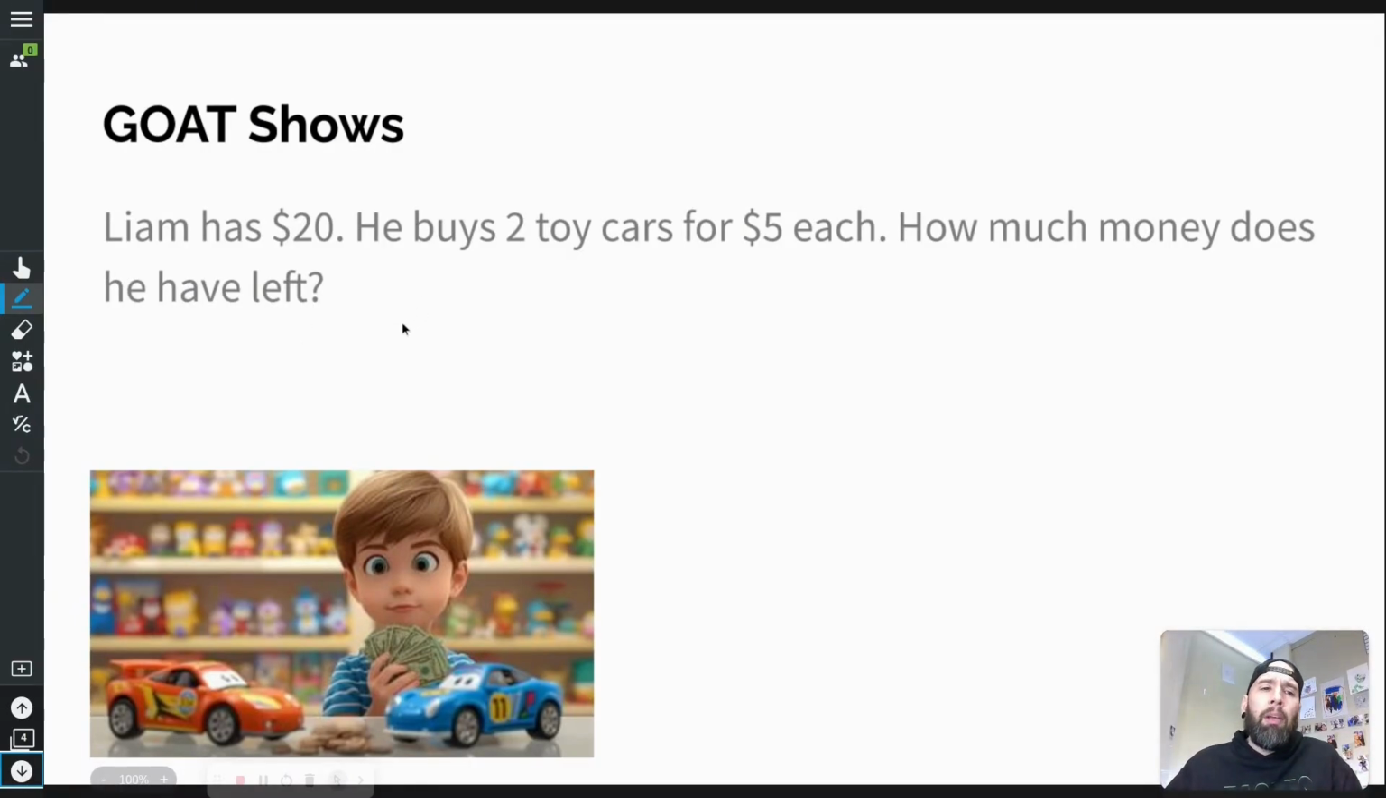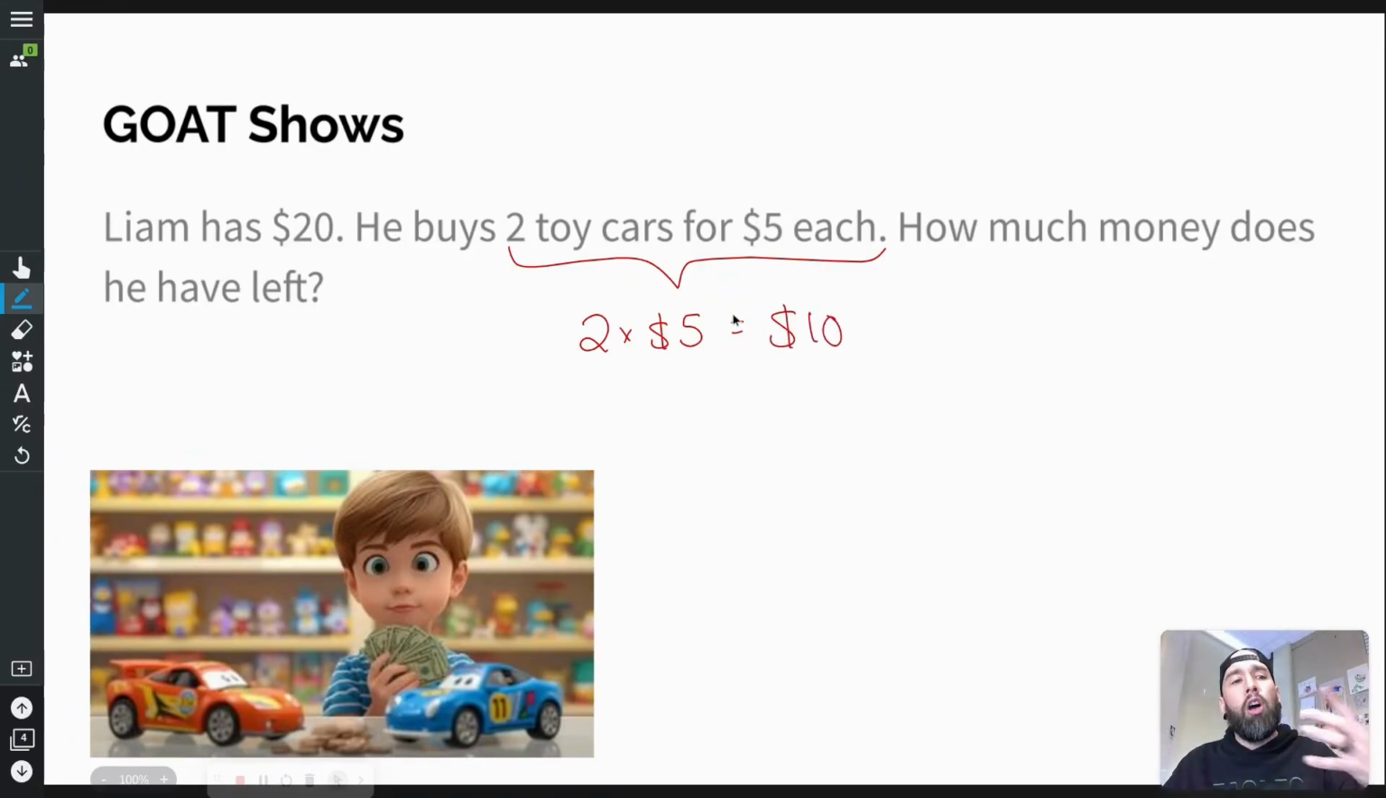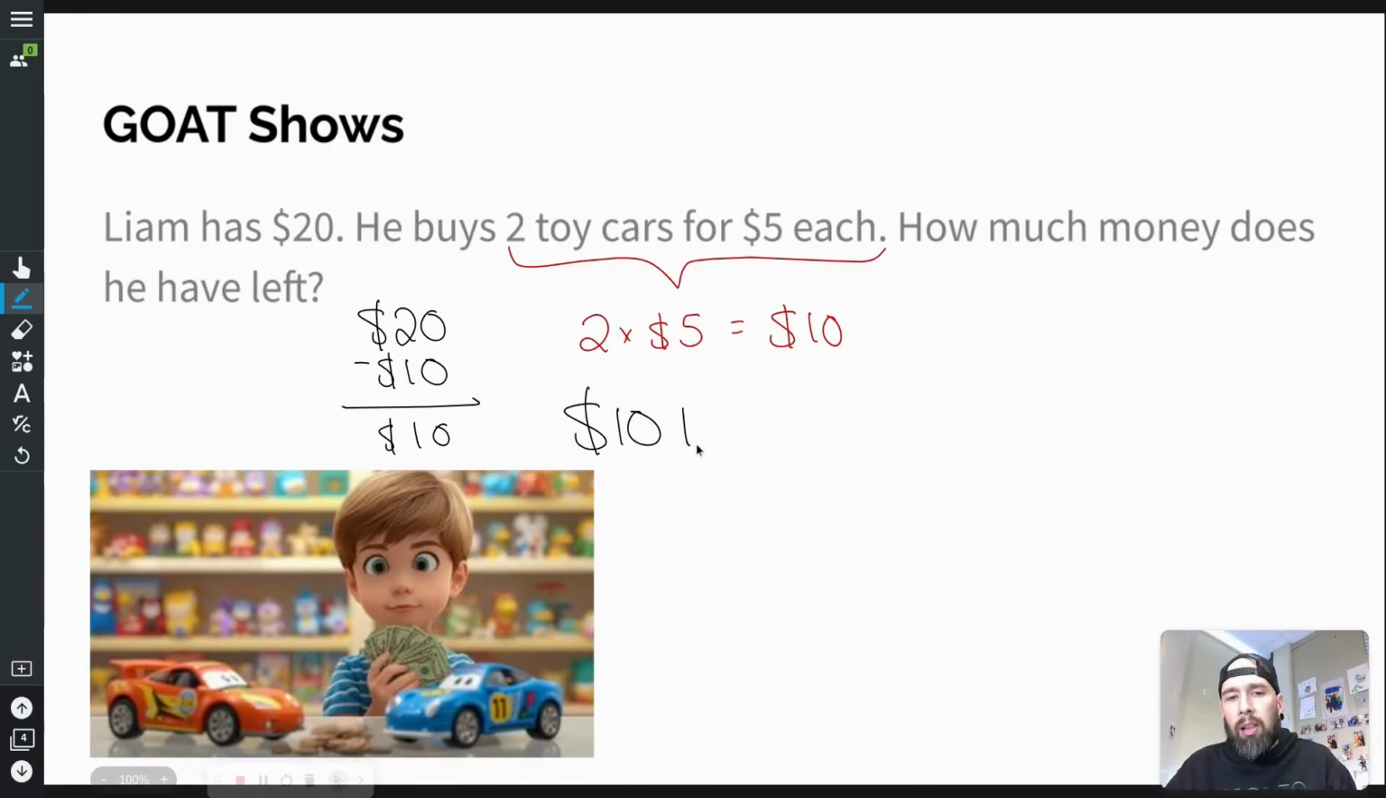But I'm thinking, all right, Liam has $20. Great. He also buys 2 cars for $5 each. So in my brain, I'm thinking, all right, well, can we take care of this part right now? 2 cars for $5 each. That's 2 times 5. 2 times 5 is $10. So he has $20 and he's going to spend $10. How much does he have left? Well, that part is subtraction. So the $20 that he had, he's going to spend $10. 20 minus 10 is 10. He's going to have $10 left.